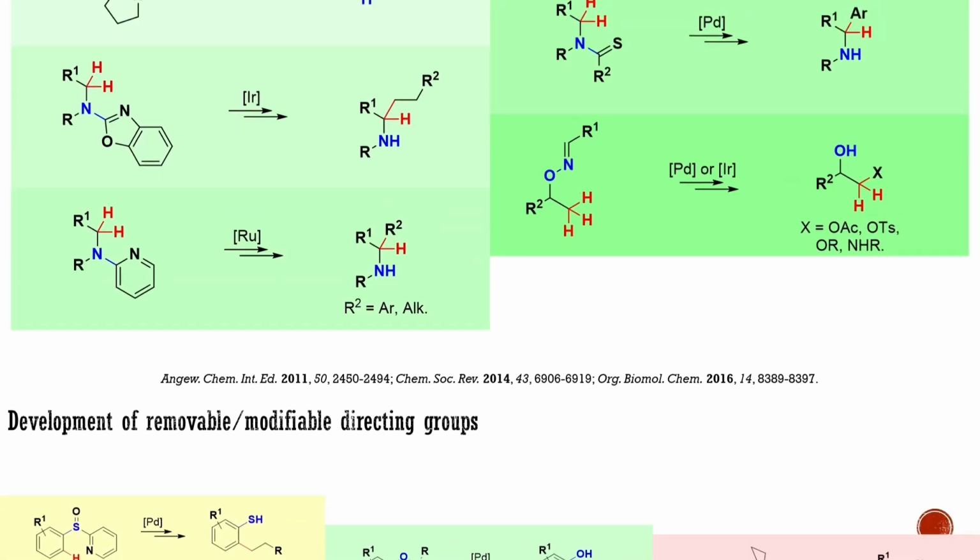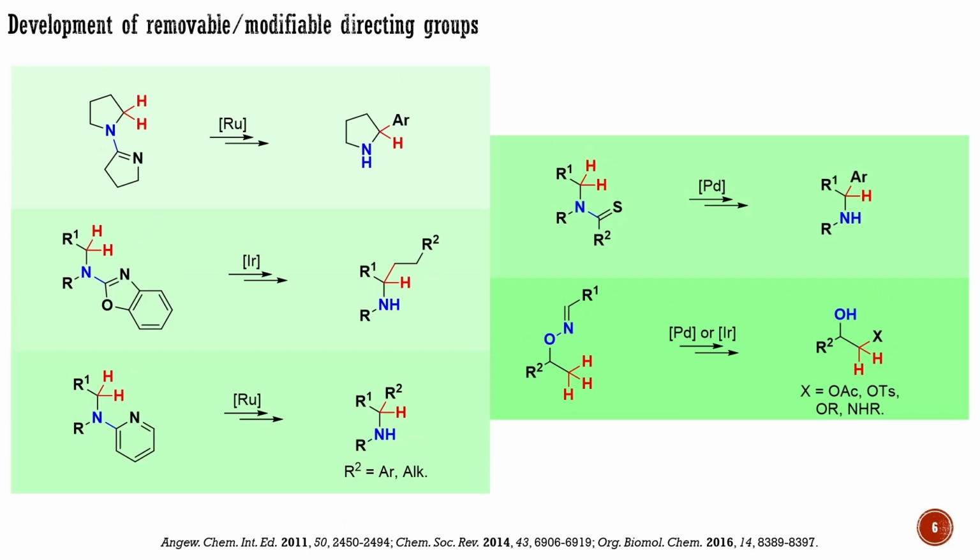For obvious reasons, there is not a single removable or modifiable directing group suitable for C-H activation of unfunctionalized aliphatic compounds. However, for functionalized aliphatic compounds, such as aliphatic amines or alcohols, there are some removable directing groups that are typically attached to the functional group within the molecule. Now, let's explore a few examples in more detail.